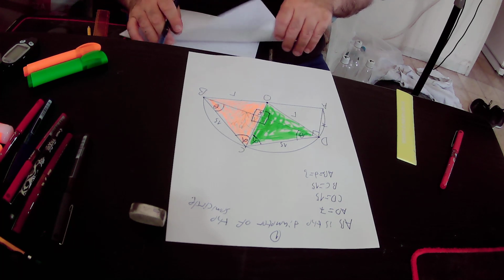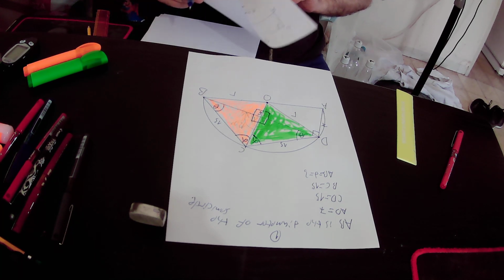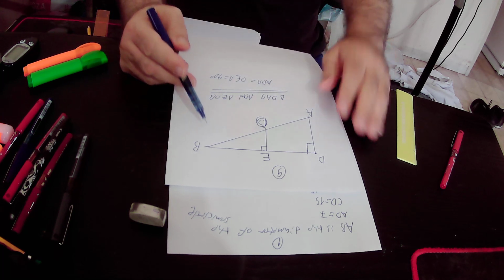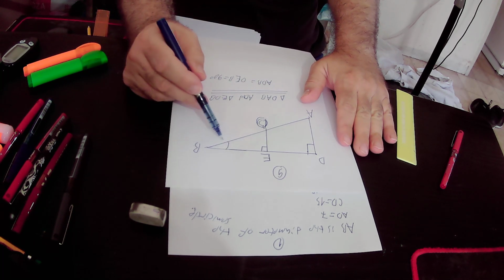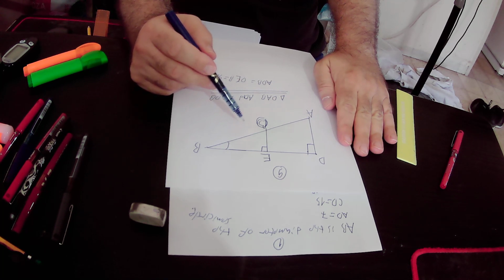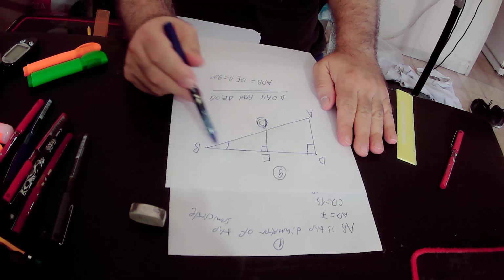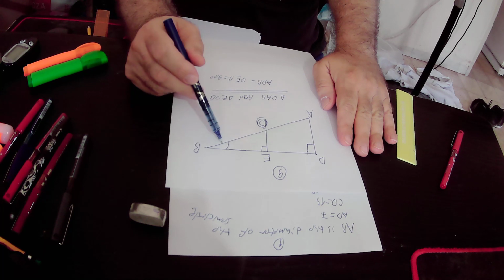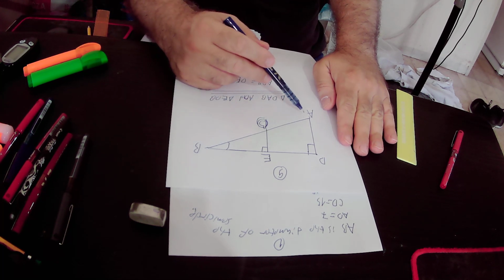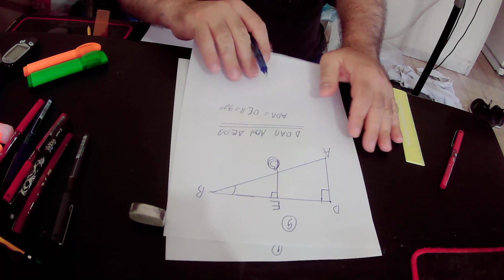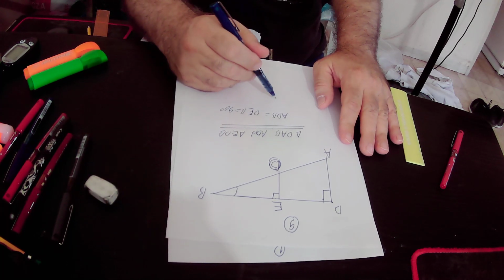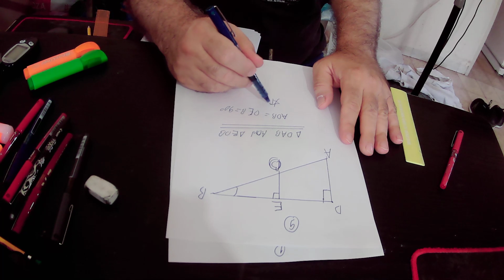And we also have a common angle. Angle B is a common angle. It belongs to both the small triangle, triangle OEB, and the big triangle, triangle ADB. So angle B equals angle B, a common angle.